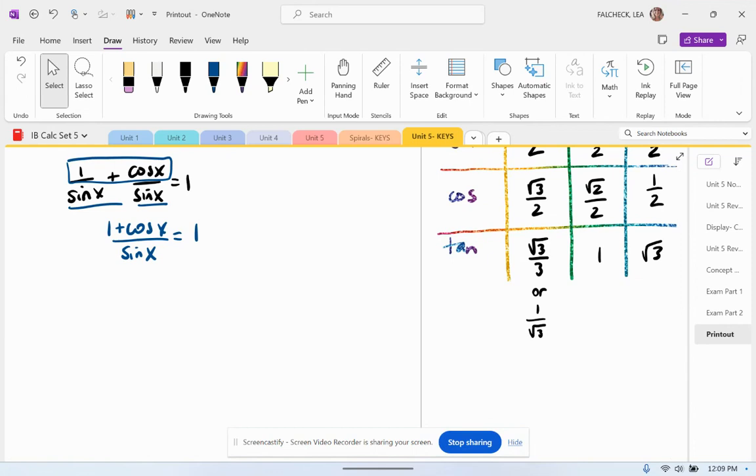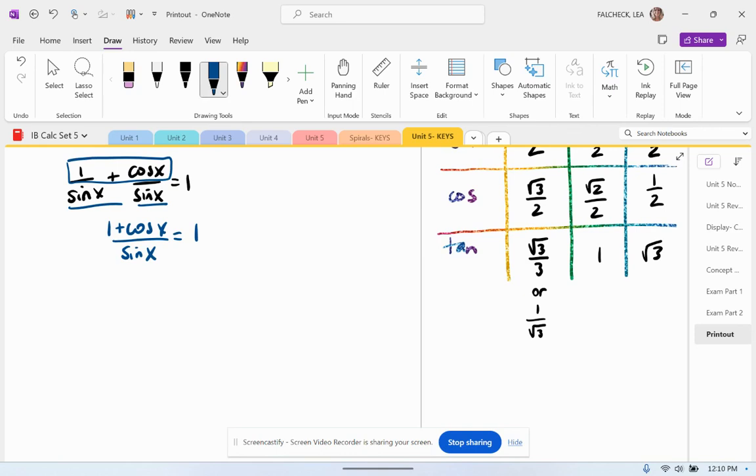But if I were to turn the right-hand side into a sine squared x, and I were to turn the left-hand side into something squared, I would end up with a trinomial in terms of cosine squared x on the left, and I would end up with a sine squared x on the right. I can then turn the sine squared x into cosine squared x using the Pythagorean identity, and then I can have everything in terms of cosine squared x and regular cosine x. So that's what I'm going to try to do here.